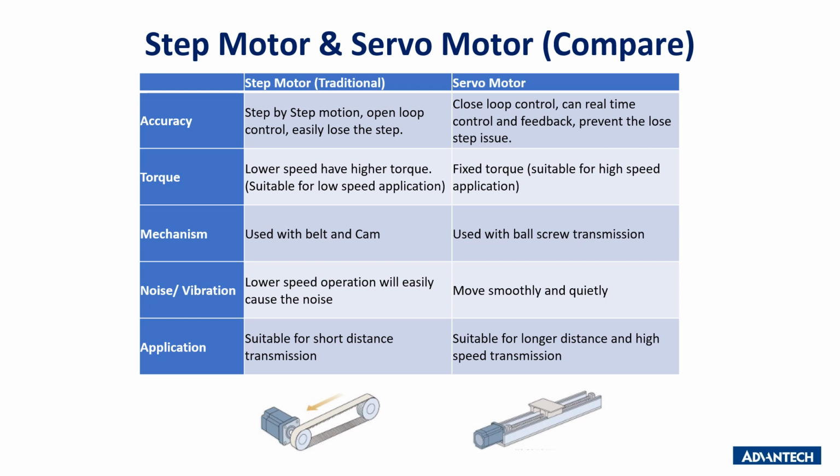The servo motor uses closed loop control, therefore it can feed back the signal to the controller to prevent the lost step issue. Though the servo motor only supports fixed torque, it can work smoothly and quietly. Therefore, it is suitable for longer distance and high-speed transmission.